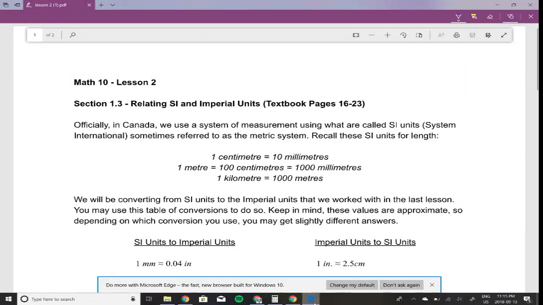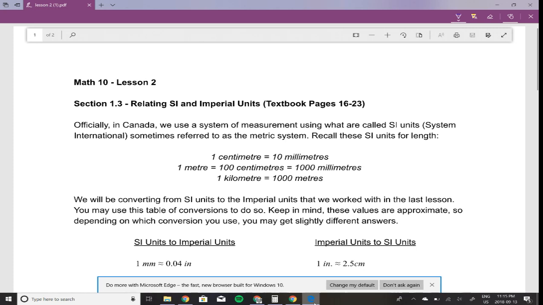Guys, welcome to lesson 2. So this is section 1.3 in the book, and it's relating SI and imperial units. Last lesson, we talked about just imperial units, which were inches, feet, yards, and miles, and we learned how to convert back and forth. Now we're going to bring in another type of units called SI.